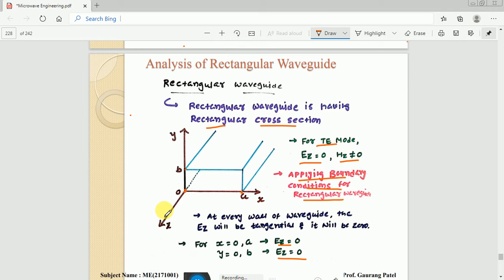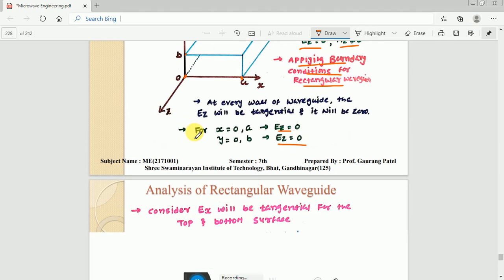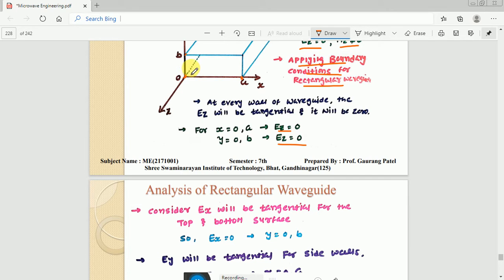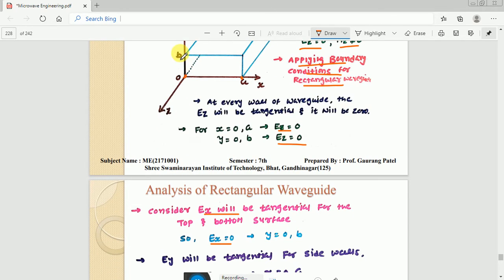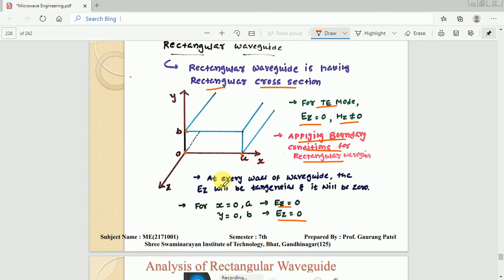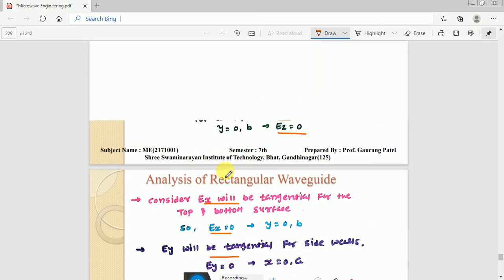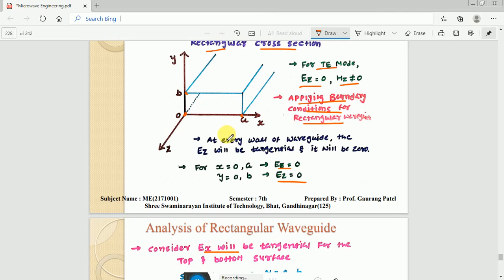If we consider another boundary condition, Ex is tangential for the top and bottom surfaces, so Ex will be 0 for y equal to 0 and y equal to B. Similarly, Ey will be tangential for the side walls, so Ey will be 0 for x equal to 0 and x equal to A. So these are the boundary conditions for the rectangular waveguide.